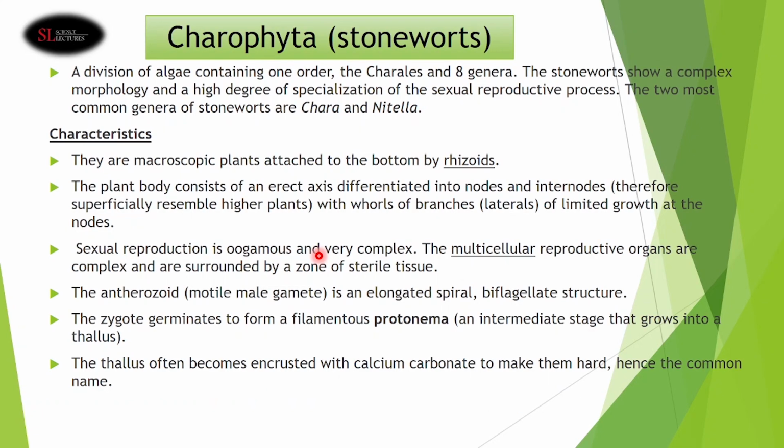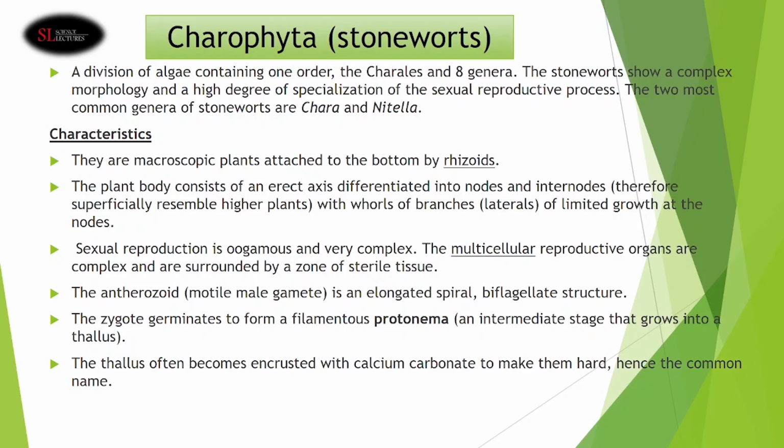Number 3, their sexual reproduction is oogamous. And unlike other algae, their multicellular reproductive organs are surrounded by a layer of sterile tissue. Remember, we said previously that many members of the algal divisions are unicellular, and if multicellular they lack a zone of sterile tissue. But this group is unique in that it has a layer of sterile tissue surrounding its reproductive organs.